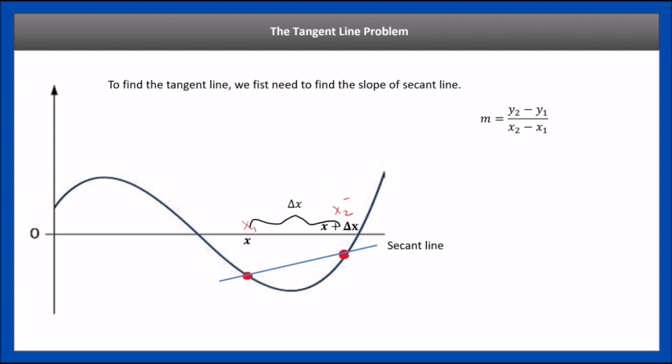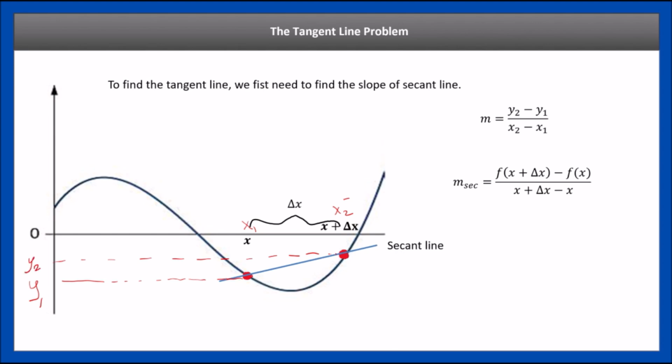So let's just generalize it and say x plus delta x. So there's a space delta x in between them. And then what we want to do is find the slope of the secant line in terms of this x plus delta x. Okay, so remember that this here is y1, and this here is y2.